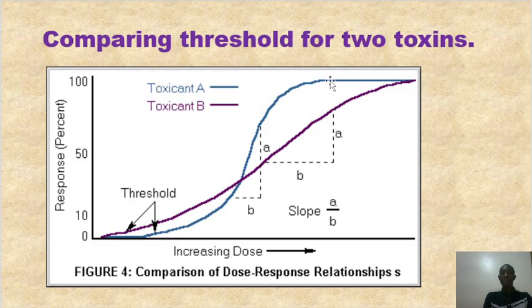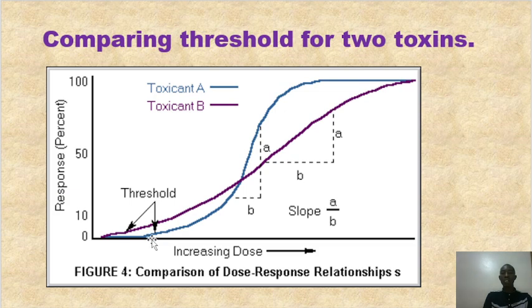We can compare thresholds for two or more toxins. For example, we have here toxicant A and toxicant B. You can see that toxicant B, which is in purple, the adverse effects are seen just immediately after 0. As you increase the dosage for toxicant B, its effect begins. Maybe this one could be at 1 milligram per kg, because dose is always in milligram per kg. So here we would see that at 1, the response for toxicant B was seen.